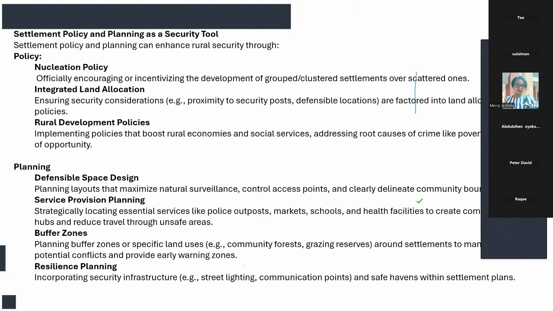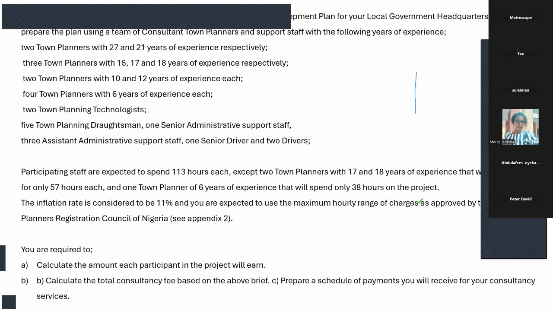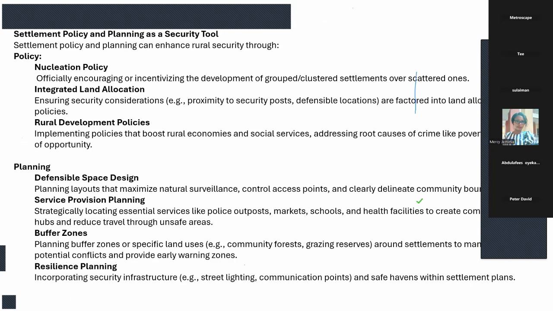Then we have the planning. Under planning, we have the principal space design, service provision planning, and also buffer zones. Buffer zones are planning zones, like land use, that can be placed around a settlement. For example, the government can plant a lot of trees around a settlement for security, to serve as a cover against attacks. Then we have the resilience planning. So that is it for the number one question.